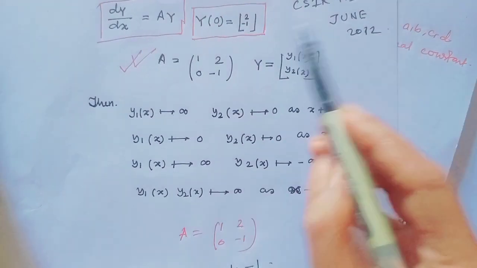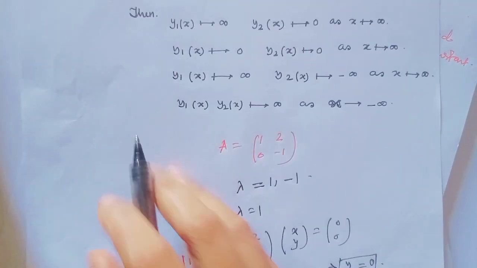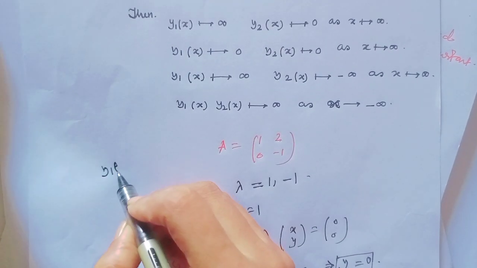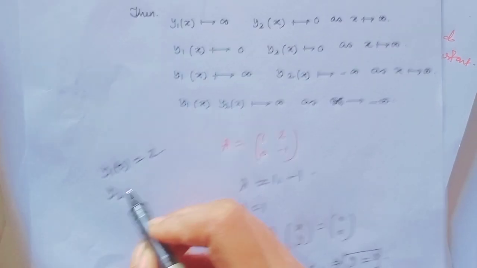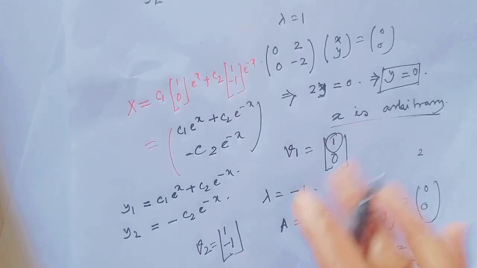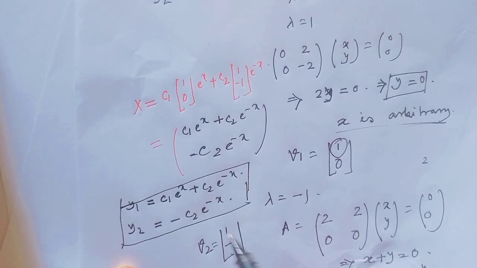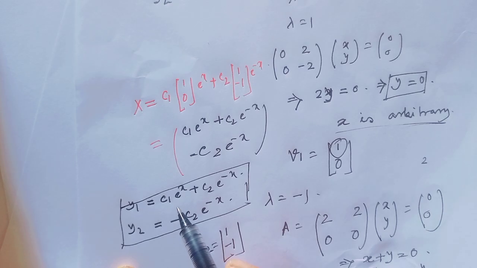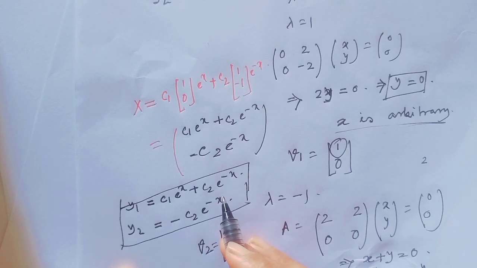And here the initial condition is y(0) equal to (2, minus 1). That means y1(0) equal to 2 and y2(0) equal to minus 1. Since the solution is this, we just put in the initial condition. Since y1(0) equal to 2, that means just put x equal to 0.